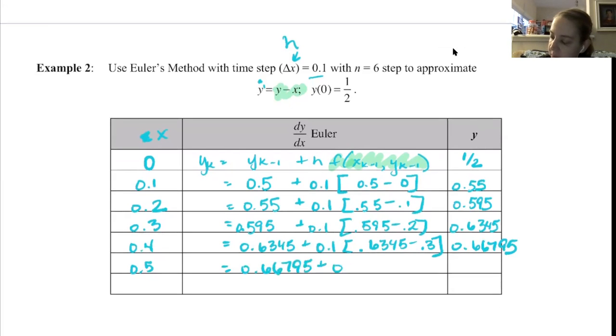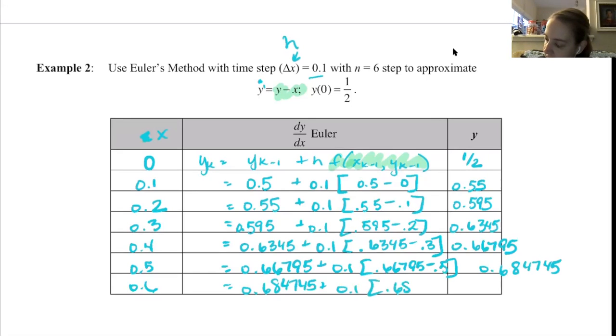0.66795 plus 0.1 times 0.66795 minus 0.5 times 0.1 plus 0.66795. My table's not big enough. 0.684745. All right, one more. Last one, I promise. 0.684745 plus 0.1 times 0.684745. I have seen these on the AP exam for sure.